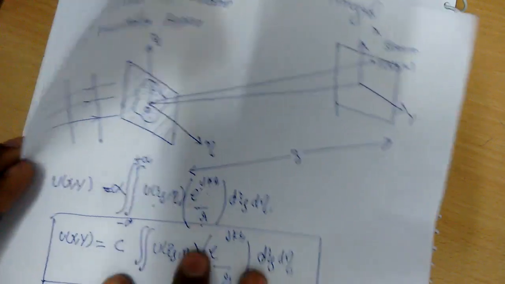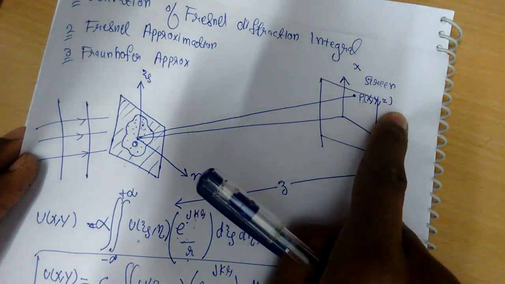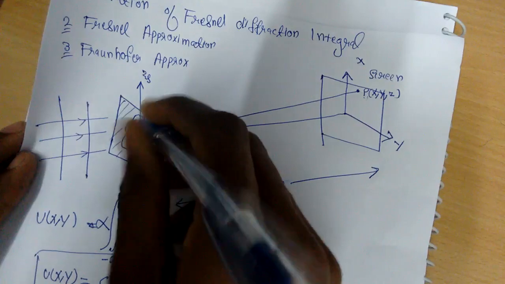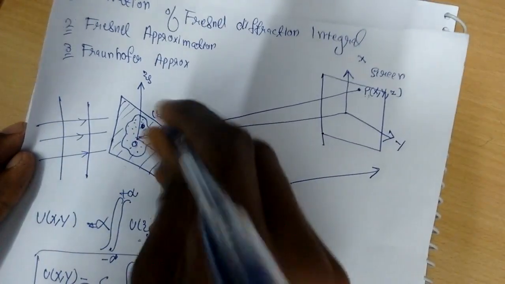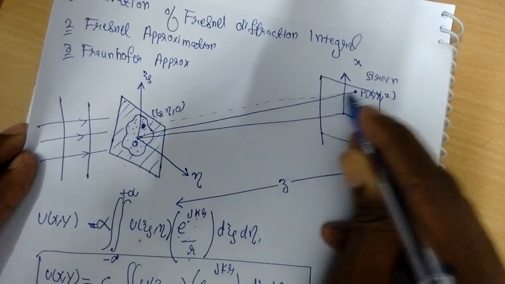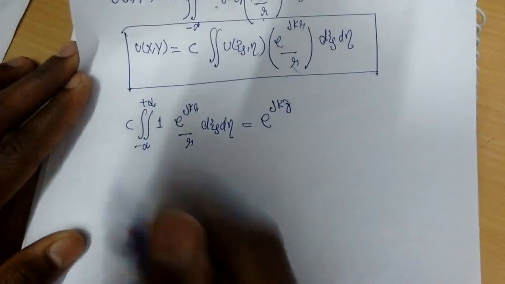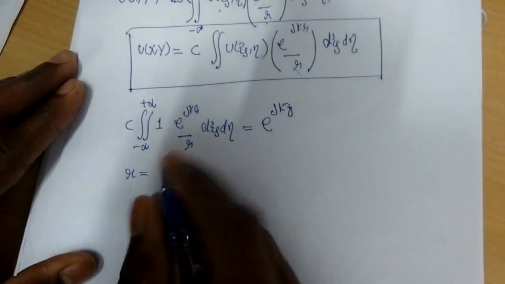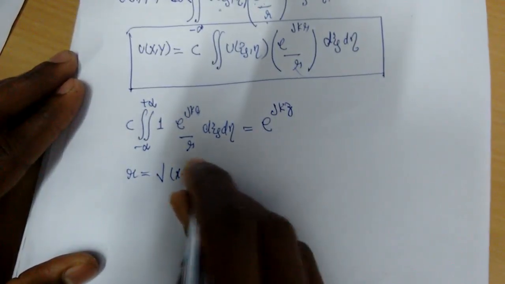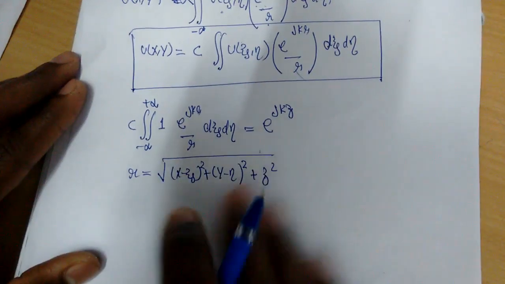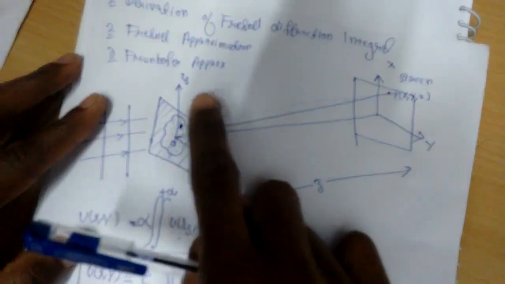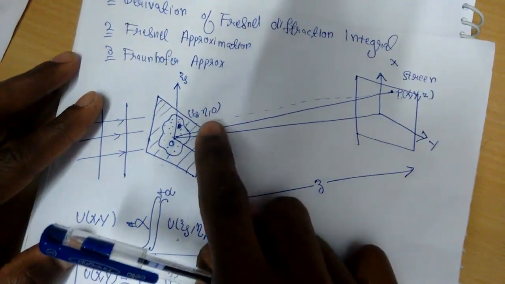This r can be calculated from here, because this is x, y, z, and you have a point source, let us say here, and its coordinates will be zeta, eta, and 0. So the distance between this point and point P, r, will be given by the square root of (x minus zeta) whole square plus (y minus eta) whole square plus z square. I'm simply applying the distance formula: (x minus zeta) whole square plus (y minus eta) whole square plus (z minus 0) whole square.